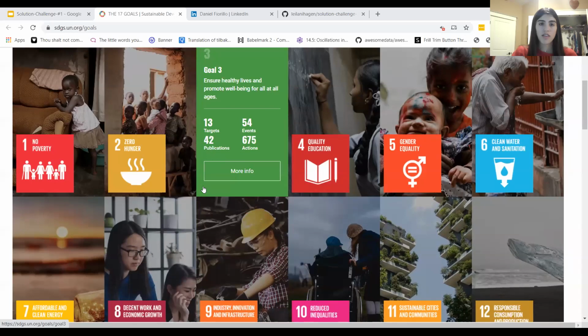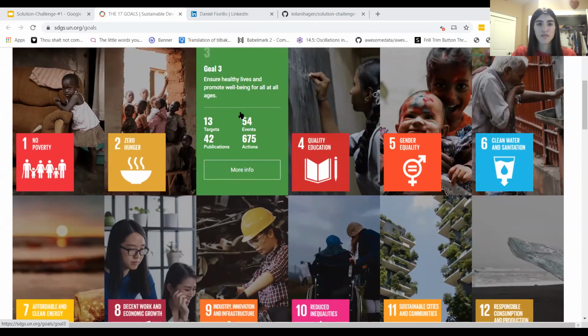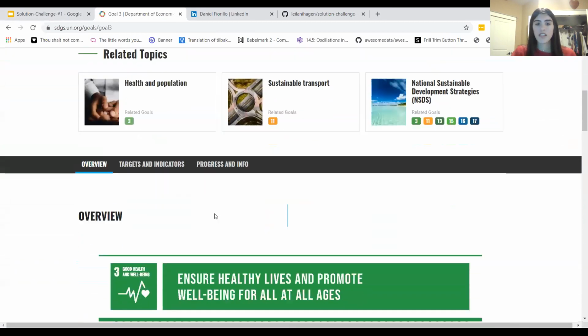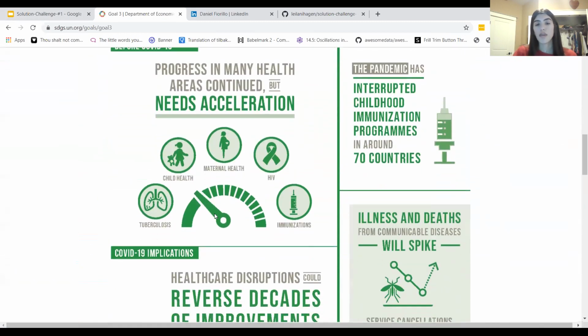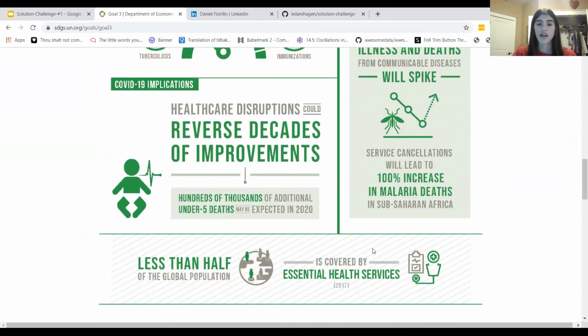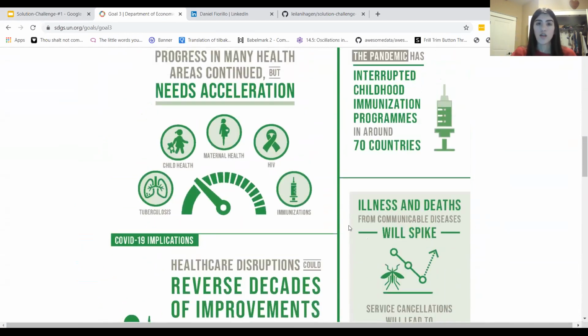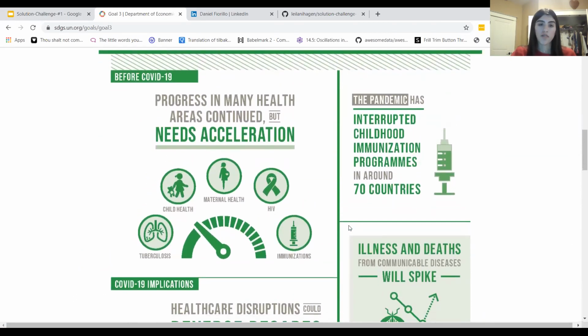And then if we look at good health and well-being is another good example. This one's a simple one. Ensure healthy lives and promote well-being for all at all ages. And if we actually click more info on any of these, it will take us to a whole page dedicated to this goal, with some statistics and an overview of the global situation for this goal, which is healthcare.